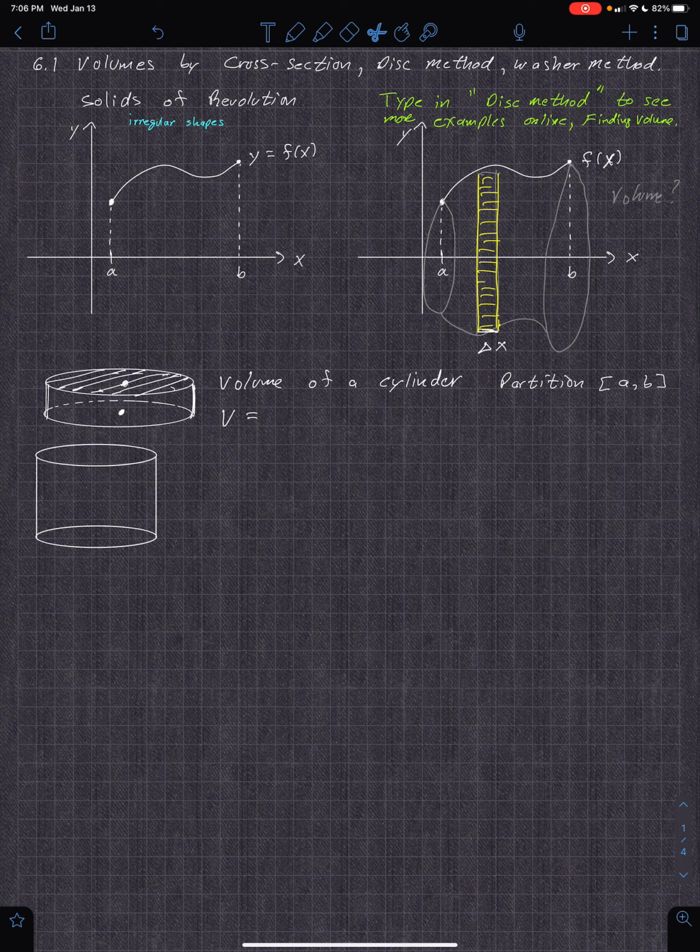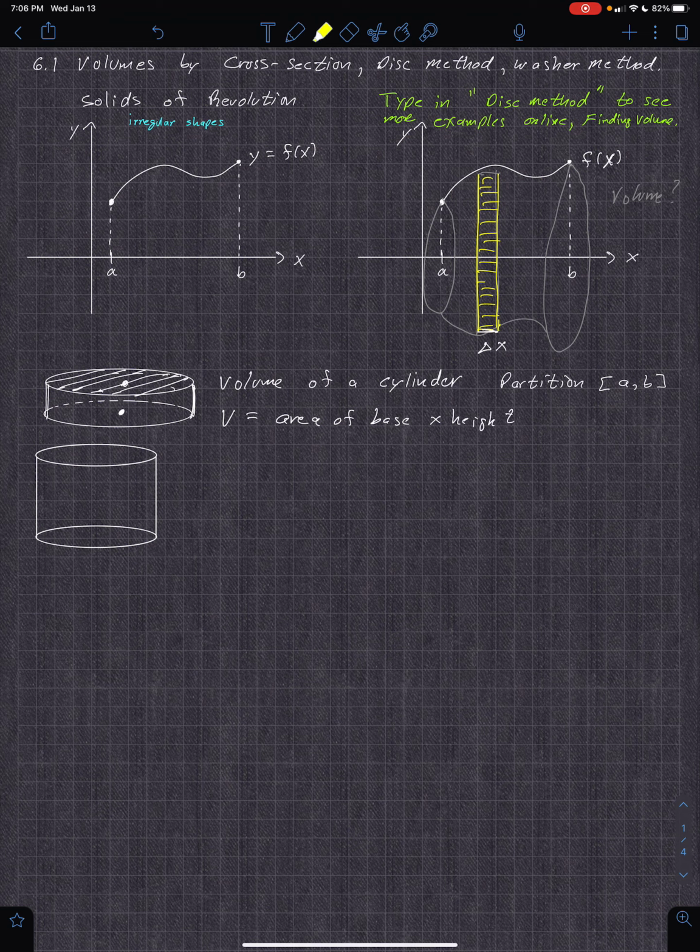And then we're going to define our Riemann sum. But first we have to figure out the volume of a cylinder. So the volume of a cylinder is the area of the base times the height.